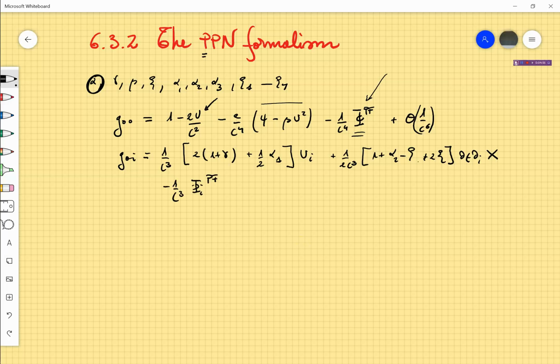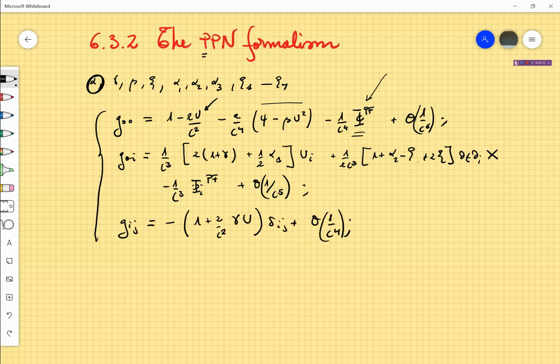and this is a collection of potentials that also arise in theories in which there is a preferred frame, and again to the order 1 over C5. Okay, finally, the expansion for Gij is minus 1 plus 2 over C squared gamma U delta ij, plus terms of order 1 over C4. Okay, this is a definition of the potentials, and if you want, it will be our ansatz for the metric.